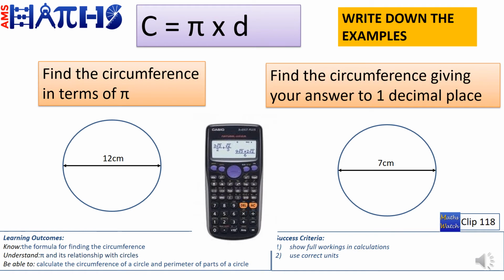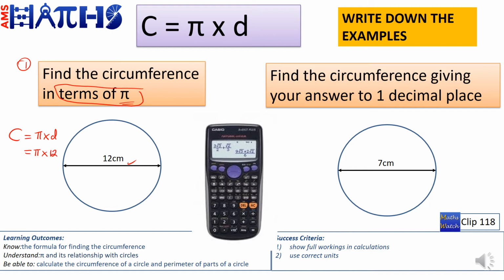Now we're ready for some calculations, so let us look at our first problem for finding circumference of circles. So the first question says, find the circumference in terms of pi. This is very important. We need to leave our answer with pi in it. So let's look at how we do this. So circumference is equal to pi times diameter. That's our formula. Our diameter in our question is 12, so pi will remain as it is, and then we're going to substitute the diameter to be 12.